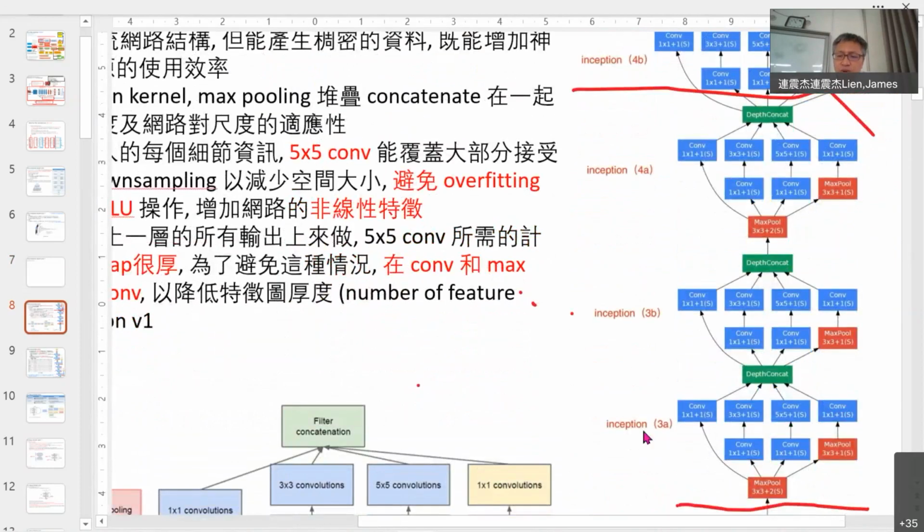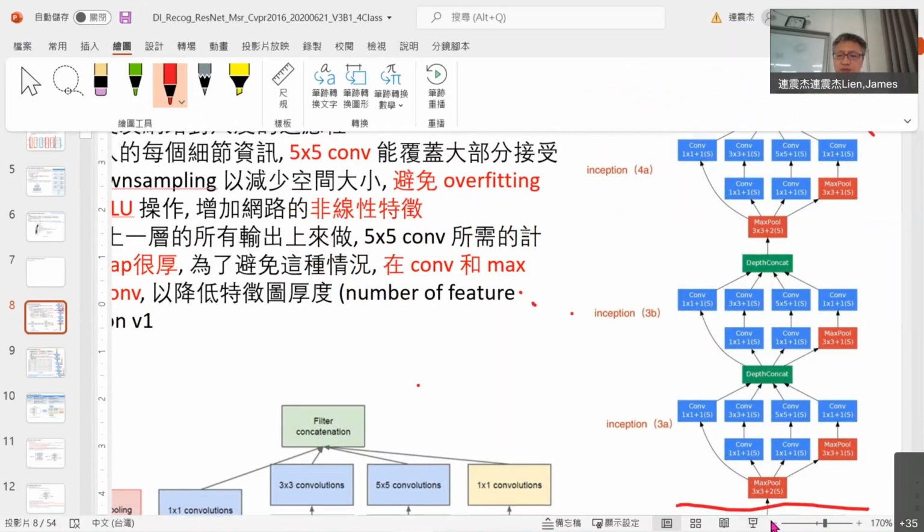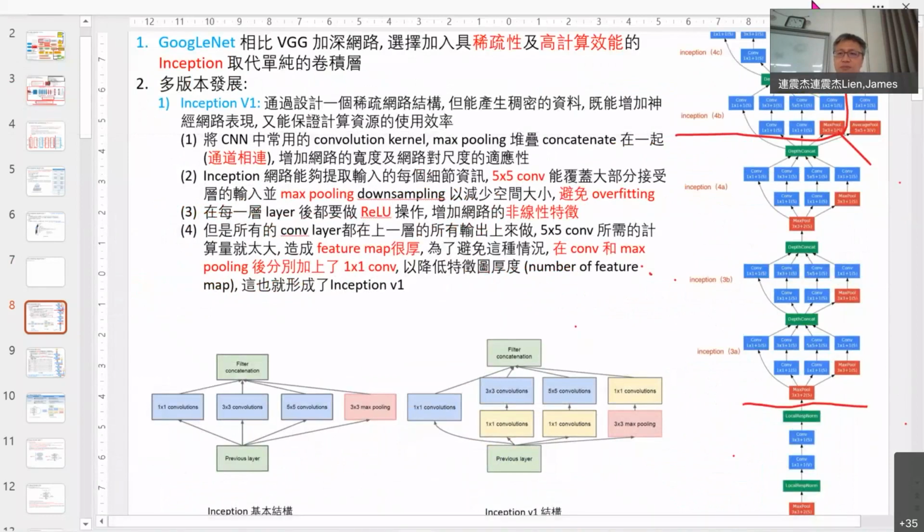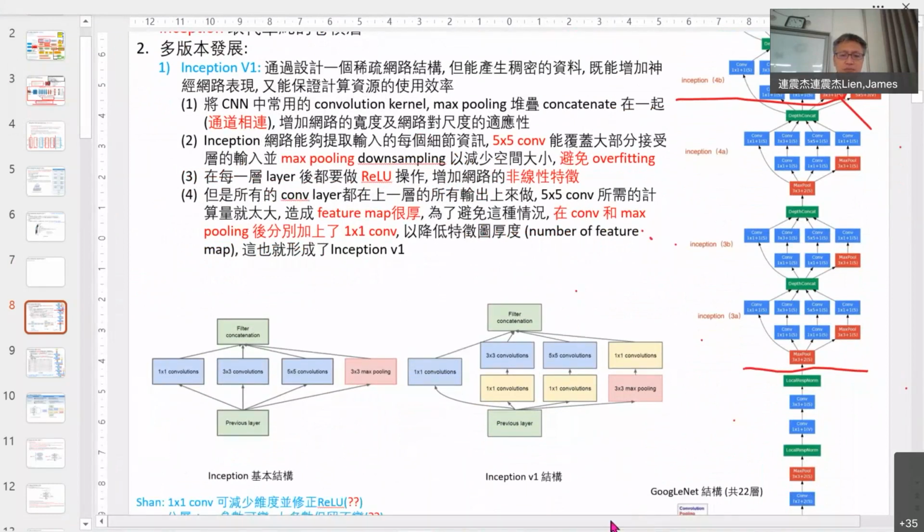Now back to here. For each one, what is the inception here? Okay, so we talk about inception. I did teach you GoogleNet. Inception has many generations, V1, V2, probably three or four, I don't know exactly. Actually I talked about it here. The first inception is this one.